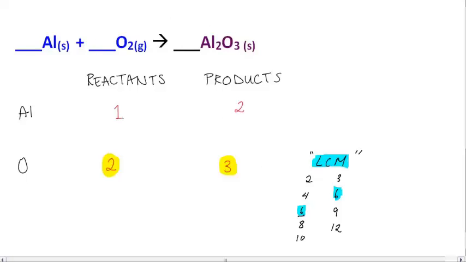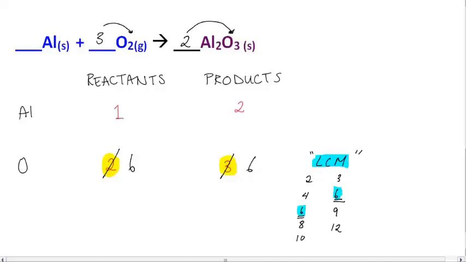So I'm going to start with seeing if it works if I have 6 oxygens on both sides. So 6 oxygens in the reactants and 6 oxygens in the products. To get 6 oxygens in the reactants, I would need to put a 3 in front of the O2, because 3 times 2 will give me 6 oxygens. And I would need to put a 2 in front of the aluminum oxide, because 2 times 3 would also give me 6. So that balances.